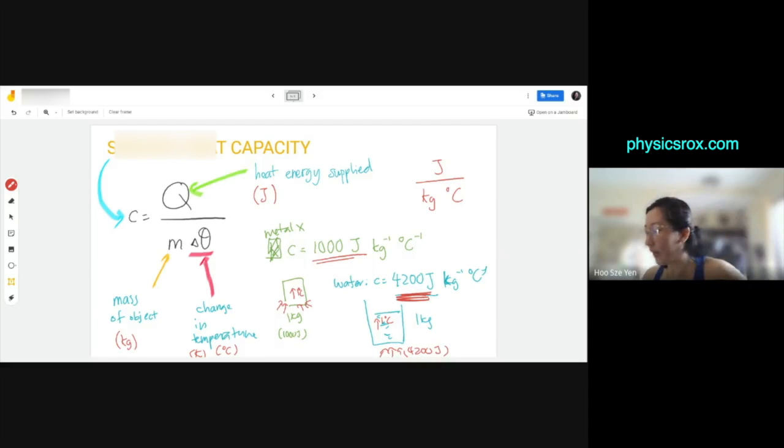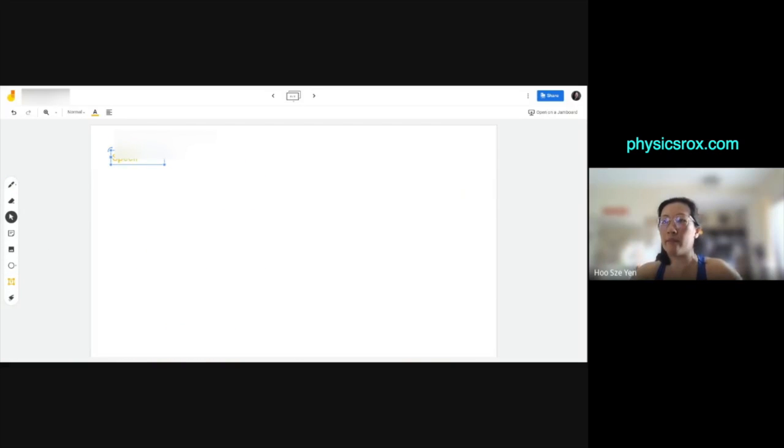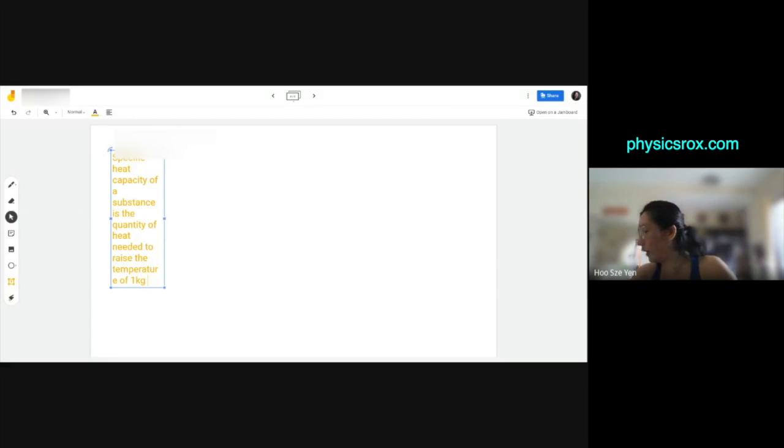So specific heat capacity, that's why when you look at the definition, let me create a new slide here. I type it out for you, okay? Specific heat capacity of a substance is the quantity of heat needed to raise the temperature of 1 kg mass of the substance by 1 degree Celsius. I follow the textbook first.